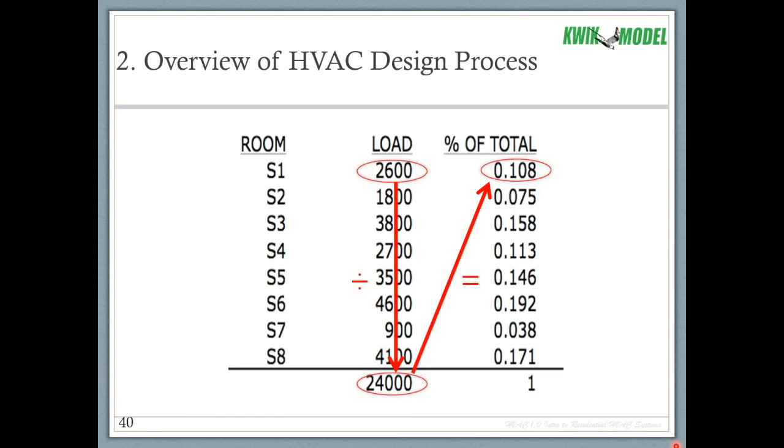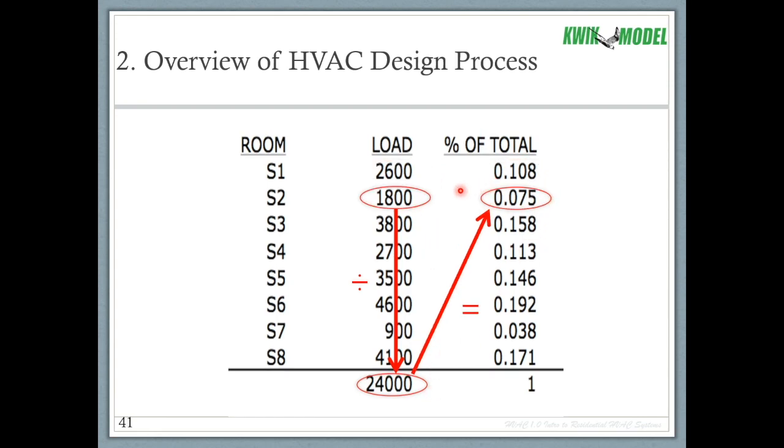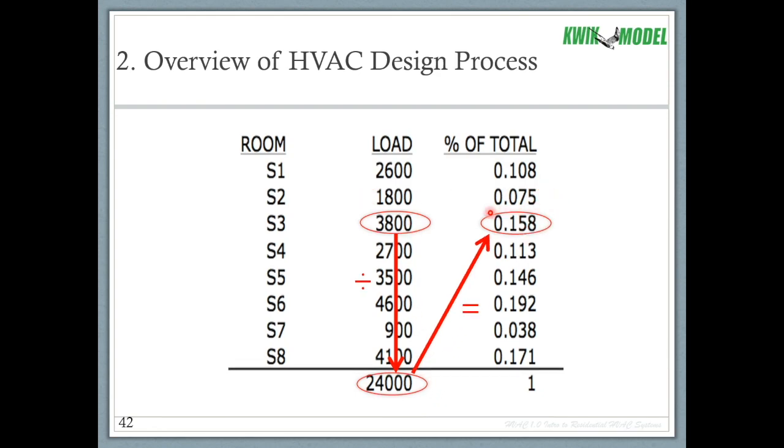First we have to find the percent of total for each room. It's a very simple calculation. You take the load of the room and divide it by the total and you get your fraction or your percent. 2600 divided by 24,000 is 0.108. 1800 divided by 24,000 is 0.075. 3800 divided by 24,000 is 0.158, and so on and so forth.